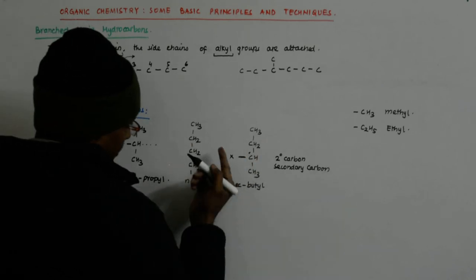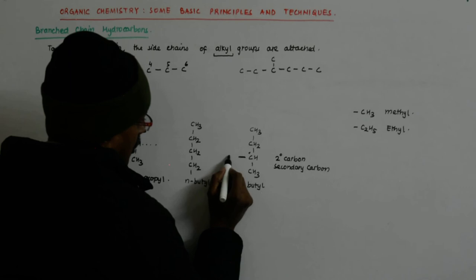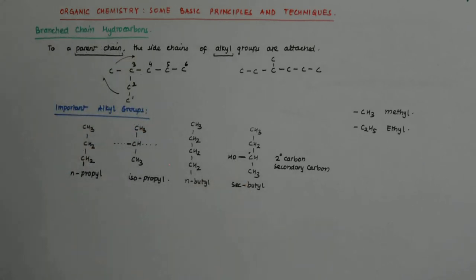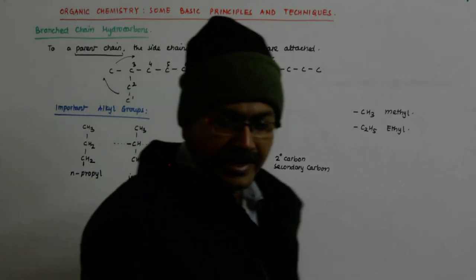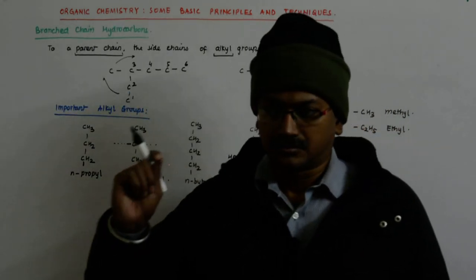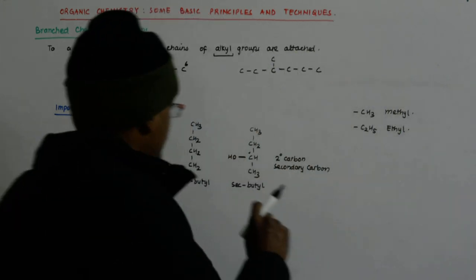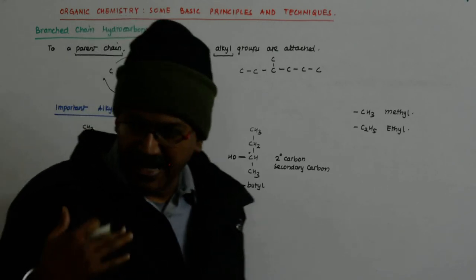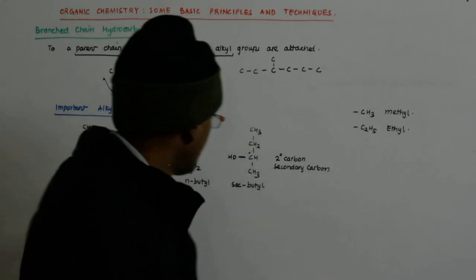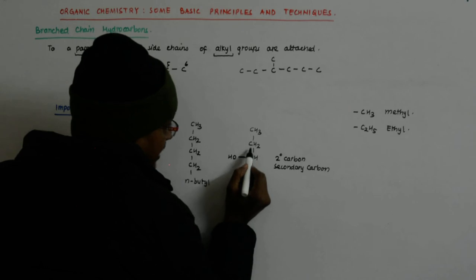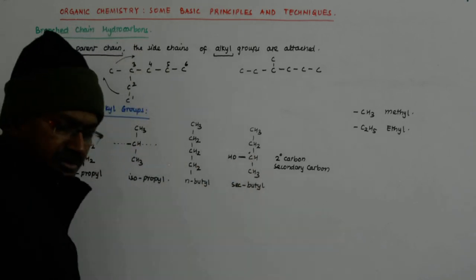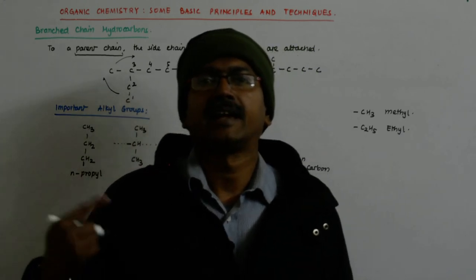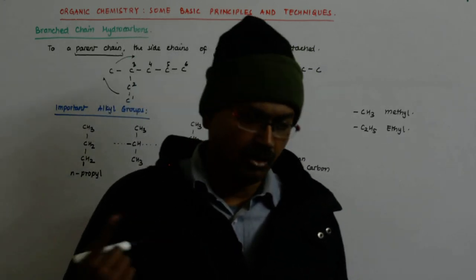If this is X, a halogen or an OH, then this will be termed a secondary carbon. Why? The carbon to which this functional group or halogen is attached, that in turn is attached to two carbons, is called a secondary halo compound, or a secondary alcohol.